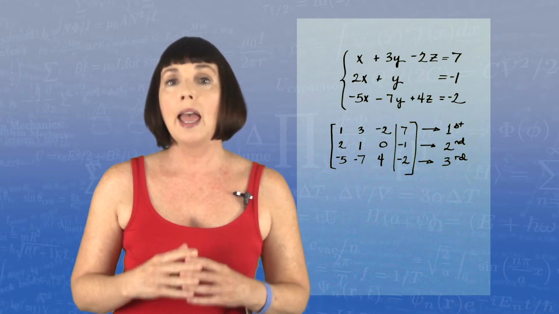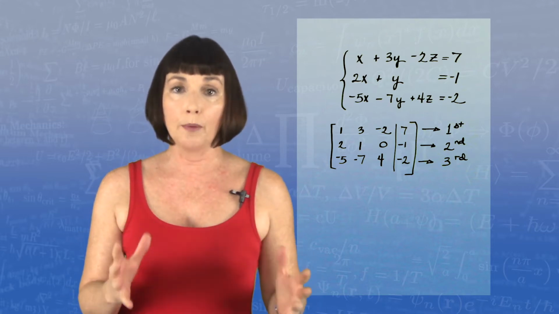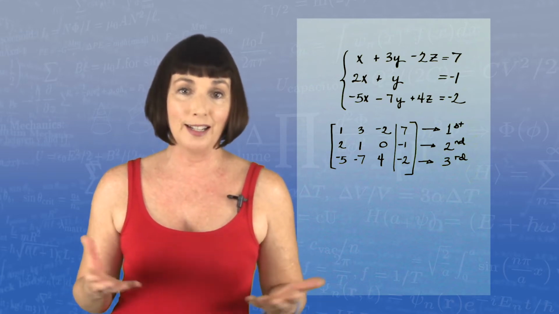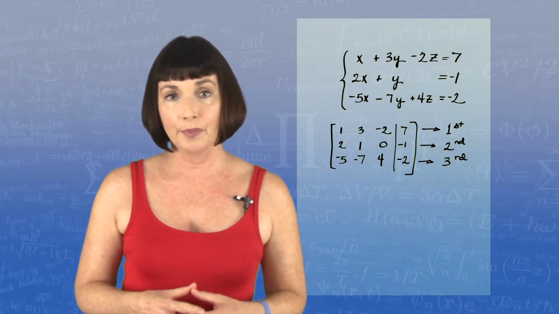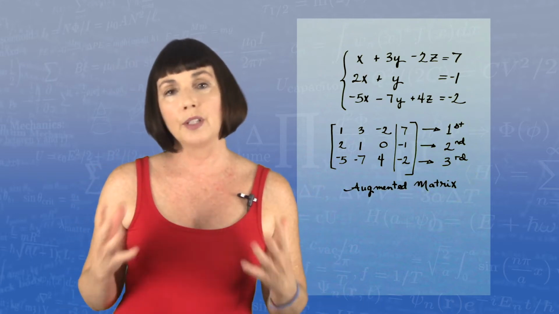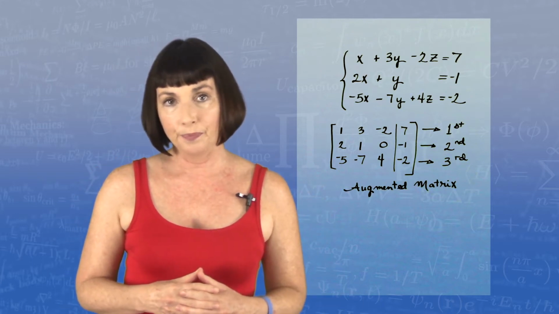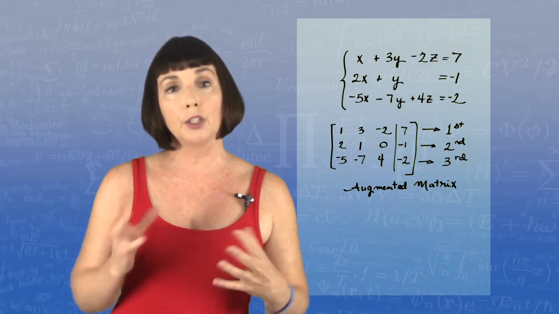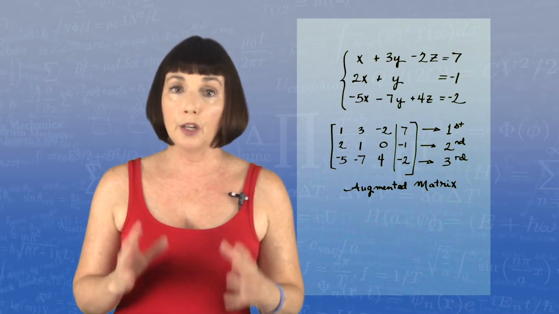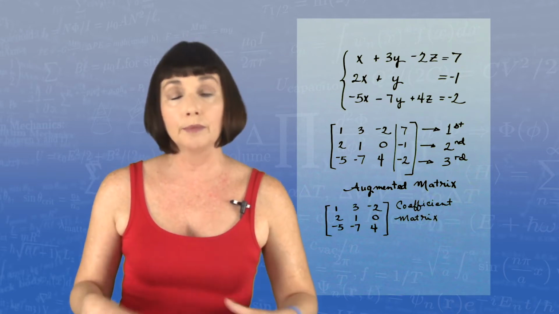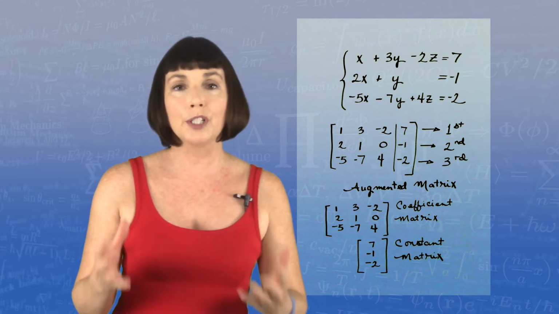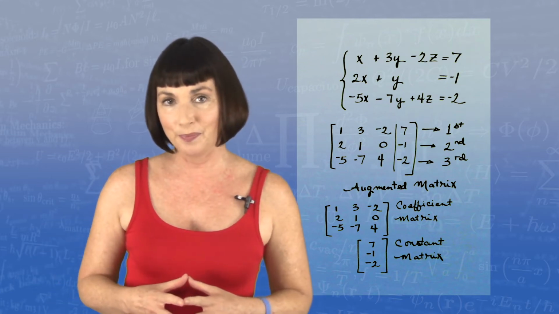And if we look at the third row of our matrix, that corresponds to the third equation in our system of linear equations. This is the augmented matrix of the system of equations. Now, we can split this into two matrices. We can split it into the matrix of just the coefficients, which is called the coefficient matrix, and the matrix of the constants, which is called the constant matrix.